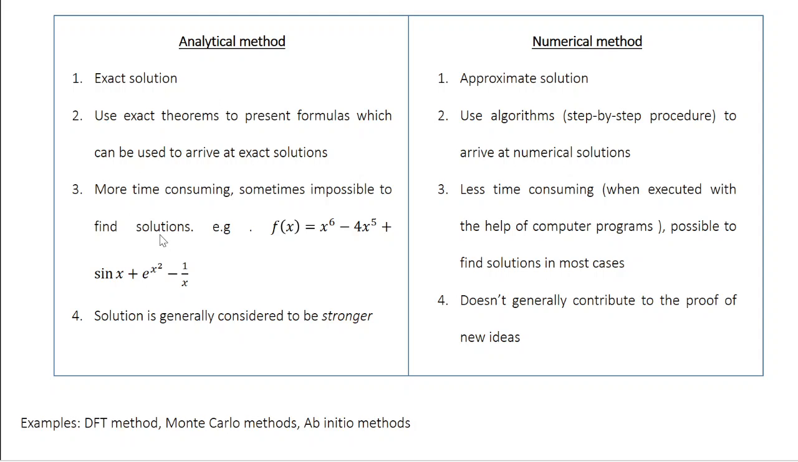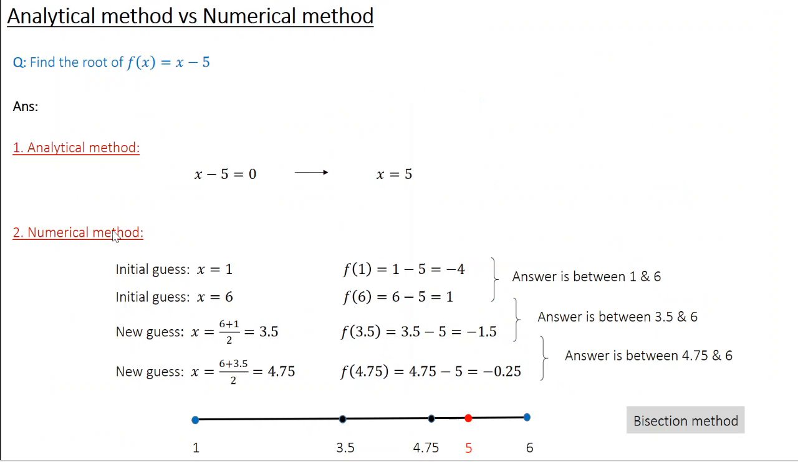Analytical methods in general are more time consuming, and in some cases it's even impossible to find the exact solution. Now if you look at our example, this may not give you a correct picture, because in this case you got the analytical solution very easily. On the other hand, for numerical solution you have to do a lot of steps, right? But this is a very simple function. X minus 5 is a very simple function.